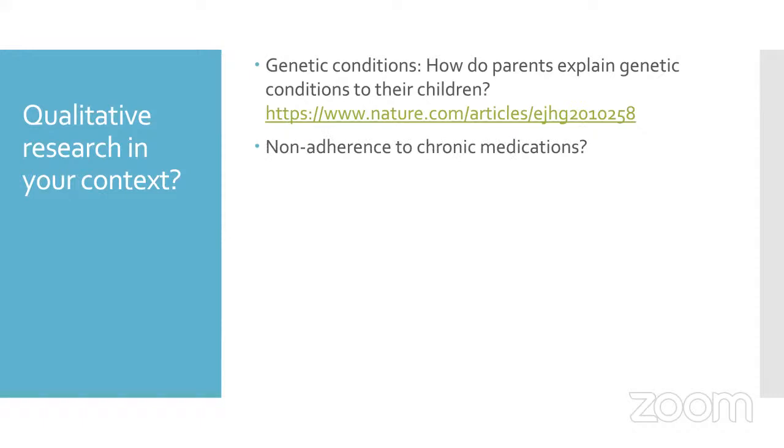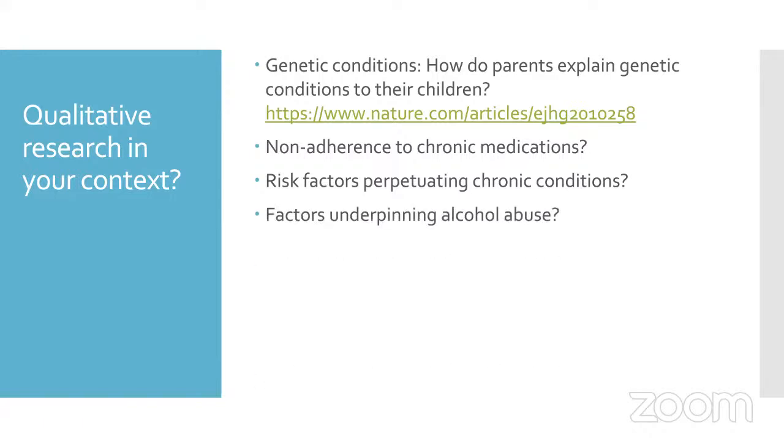One might also be interested in non-adherence to chronic medications. Again, very difficult to understand this quantitatively. You really need to go in qualitatively. Risk factors perpetuating chronic conditions. So although people have chronic conditions, they tend to continue to expose themselves to risk. We're not going to find out what underpins that through quantitative research. We need a qualitative approach. Factors underpinning alcohol abuse. So why do people abuse alcohol and in turn suffer the consequences of many negative health circumstances? Again, requires some kind of qualitative research.